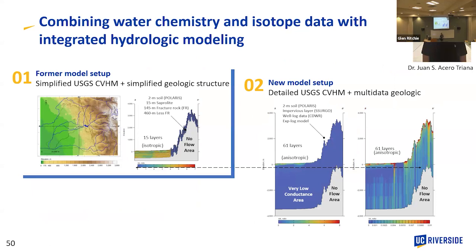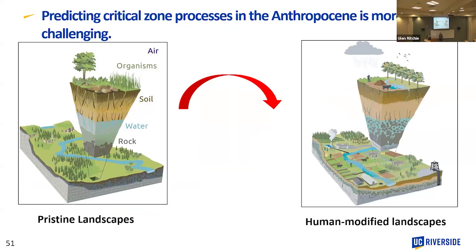So the first step that we had to do is to change the geological model of the ParFlow-CLM, and that's the work by Juan Acero in my group, and then run the model. But then comes the next challenges. We are working in a system, you know, in the valley aquifer, where lots of groundwater pumping is happening. So therefore, our predictions in the Anthropocene are becoming more challenging.